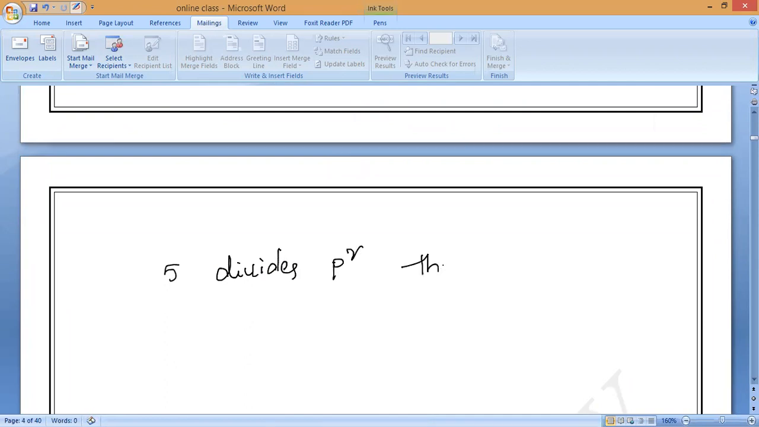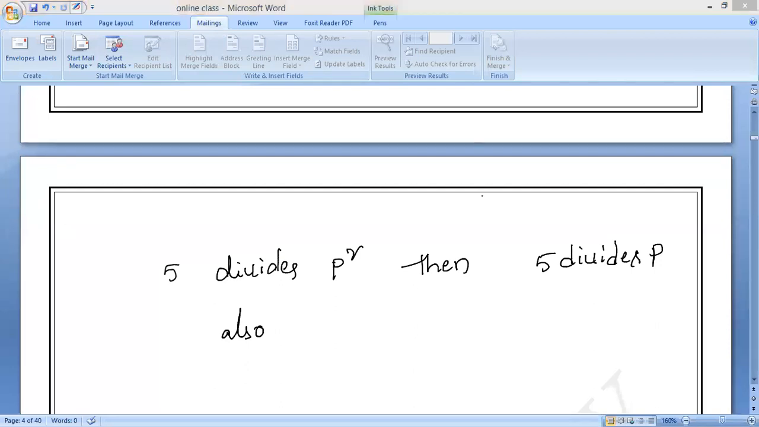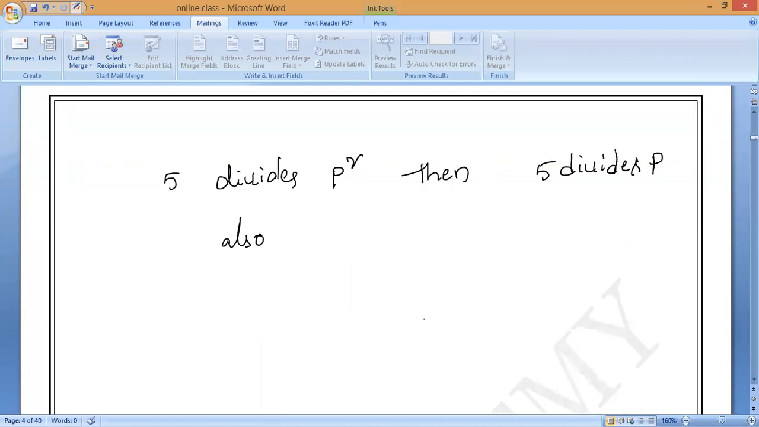Then 5 also divides what? 5 divides P also. Do you understand this one? Any doubt? So 5 divides p means 5 is one factor of p. Is it clear?